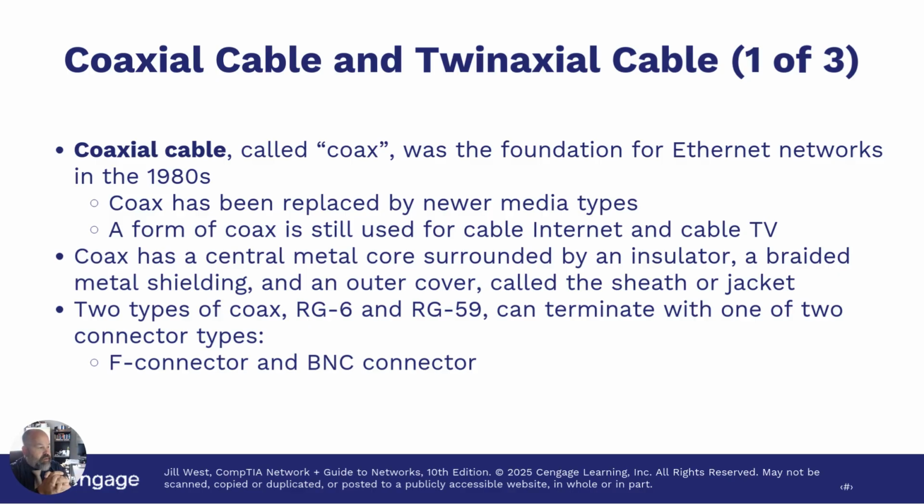RG6 is common for most modern setups, but there is some RG59 still out there, and that's older and it's weaker. Coax does get connected by those two connectors there. The F connector, which is kind of your traditional screw-on, and then BNC, which is a little bit different. You push it on and then you twist it once in like a quarter turn and it locks in.